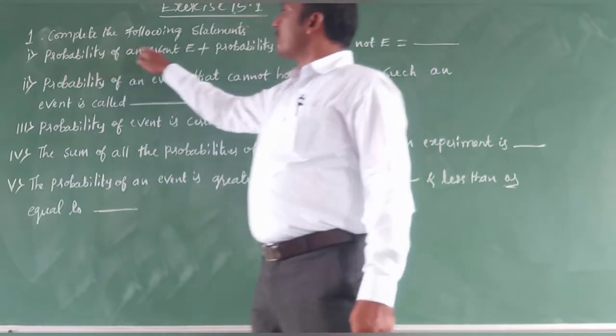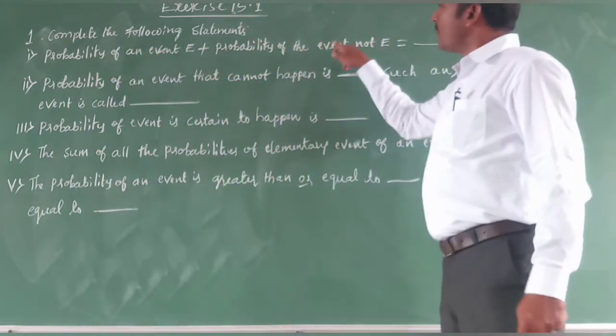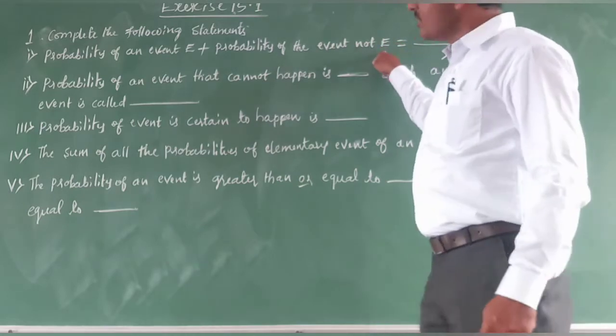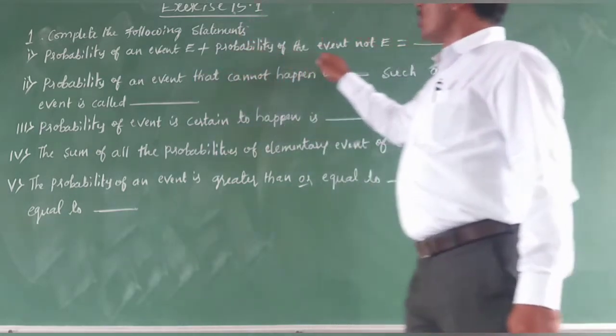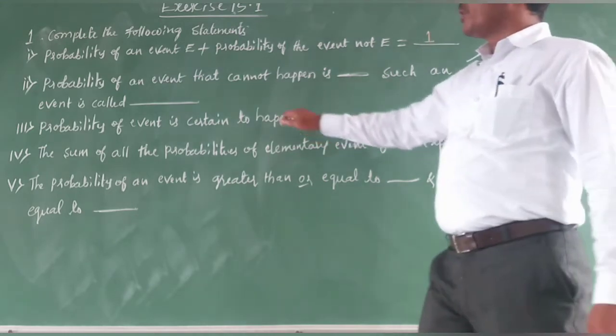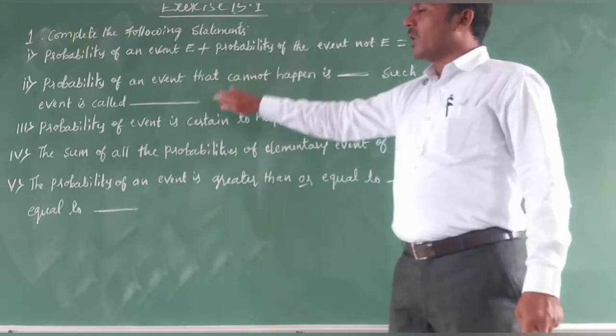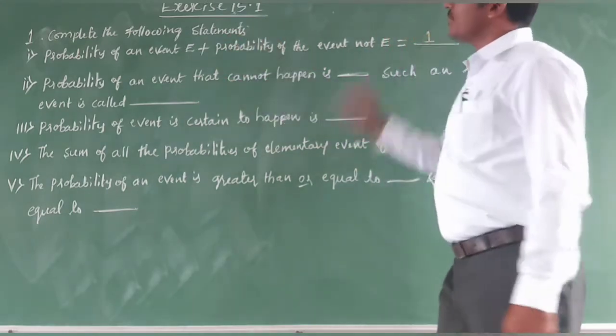First question: probability of an event E plus probability of the event not E, that is, P of E plus P of not E, is always equal to 1. Probability of an event plus probability of the complement of the event gives us 1.